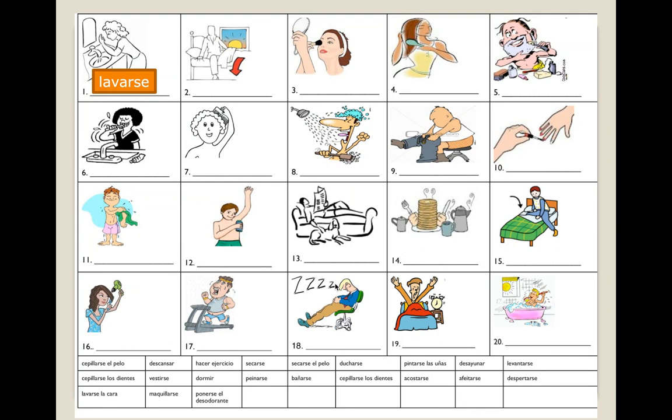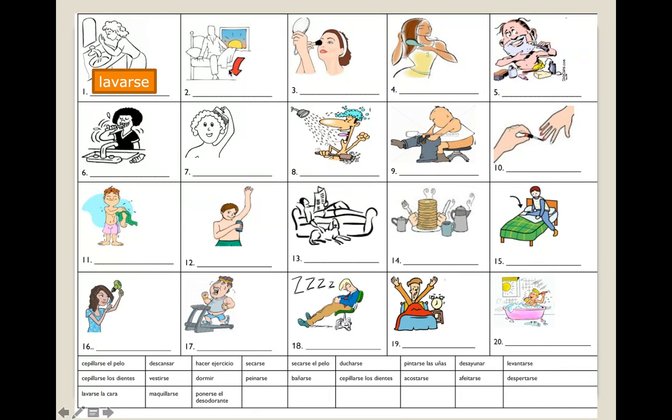Lavarse, to wash. Now keep in mind, you could lavarse las manos, lavarse el pelo. So there's multiple things you could lavarse. This actually should be lavarse la cara, which is the vocab word that we have down here in the word bank. So you're going to want to just have that there, lavarse la cara. But as I said, it doesn't have to just be la cara. You can lavarse las manos, lavarse el pelo, lavarse el cuerpo, whatever it is. Lavarse is the verb to wash, okay? Lavarse la cara is specifically talking about the face. Just make sure you put that there, though. That is what we have in the word bank because that's the focus in this unit here.